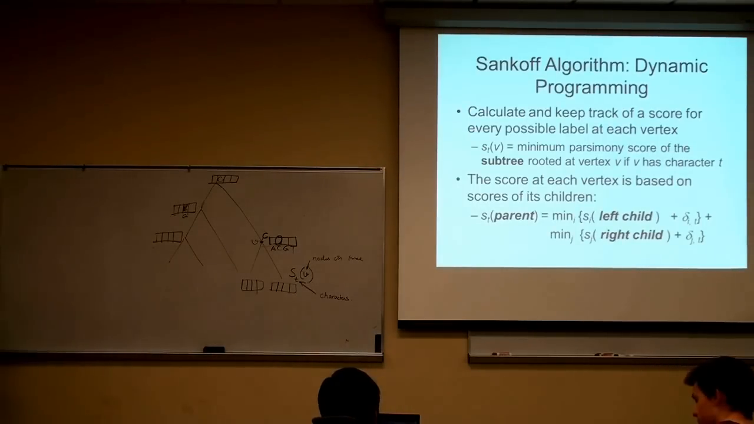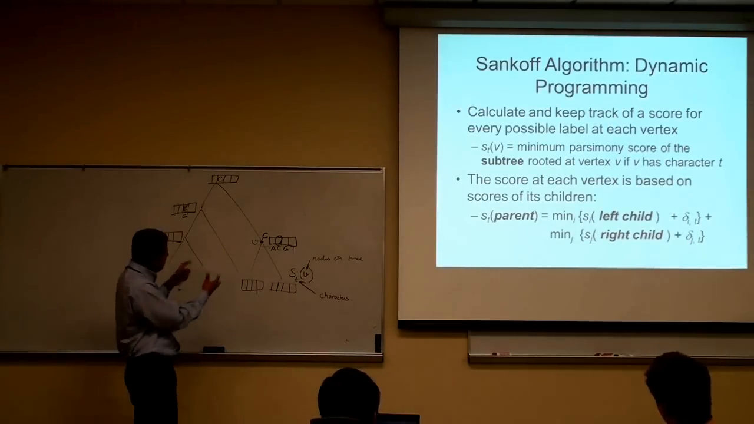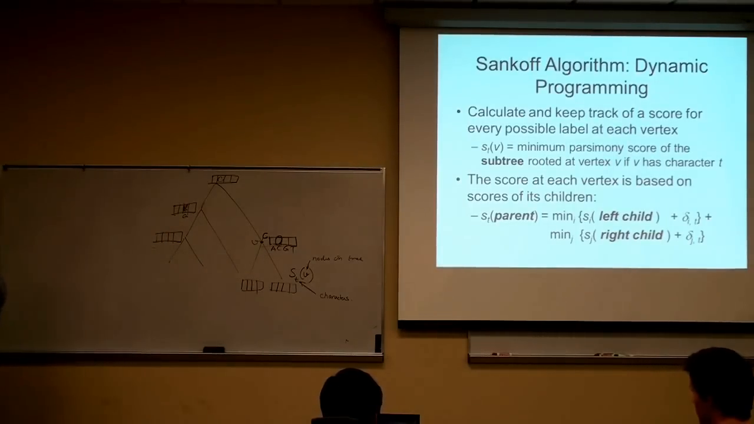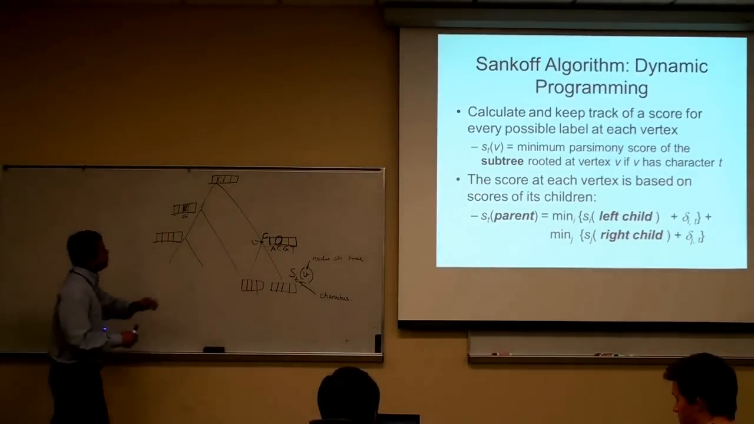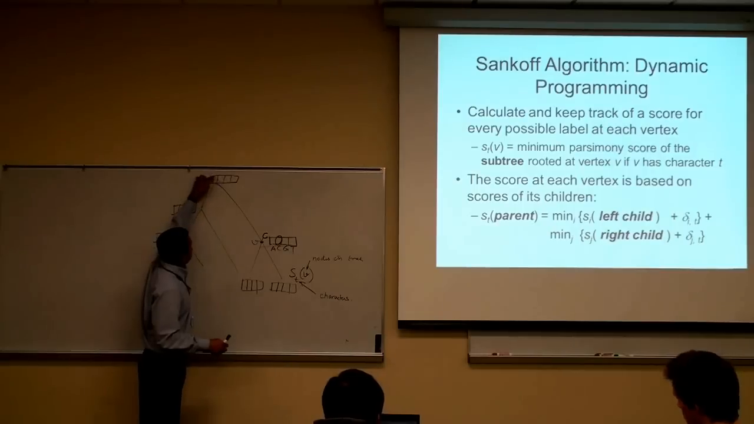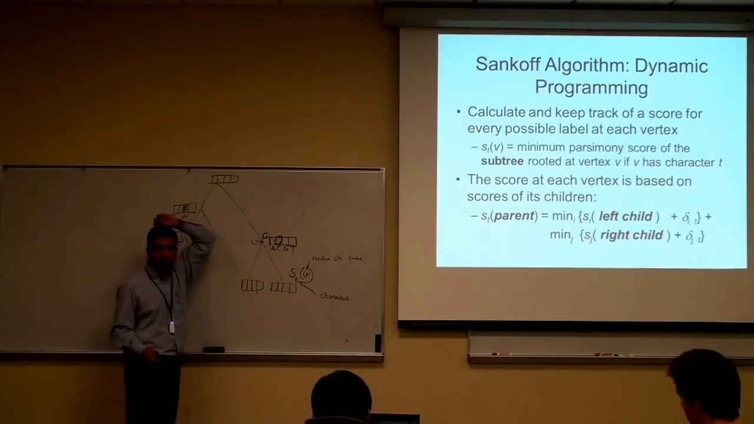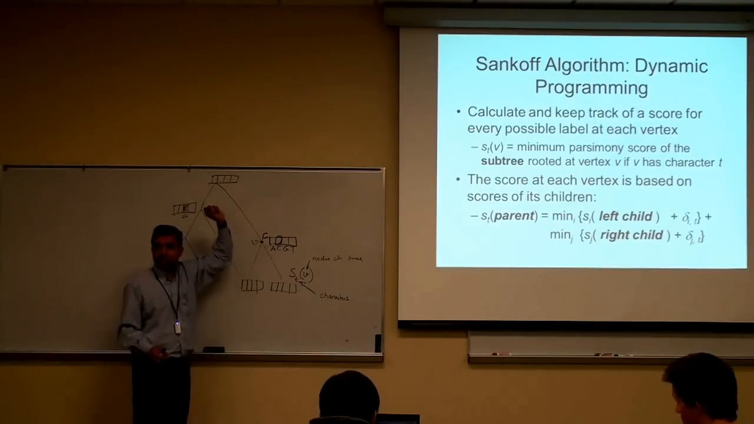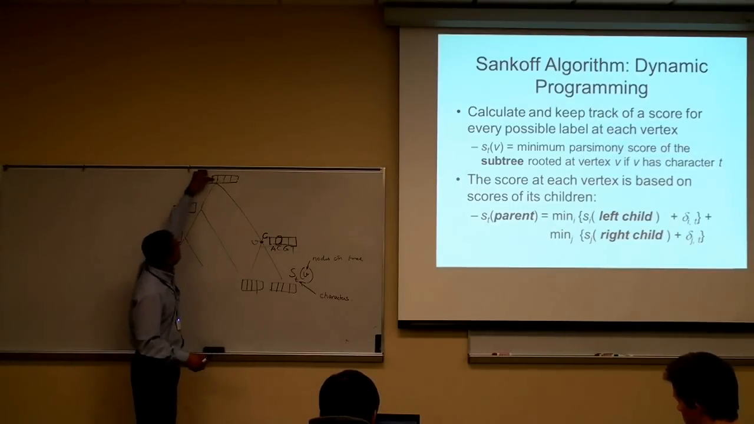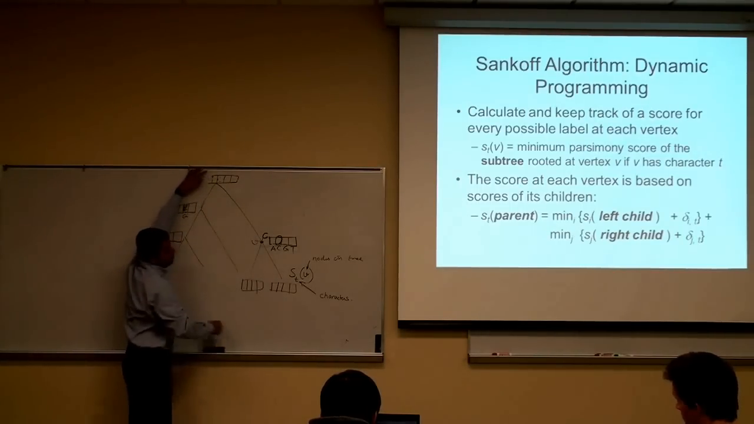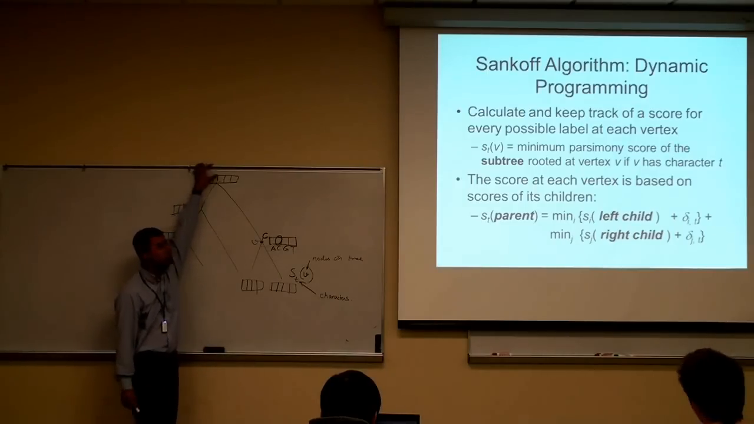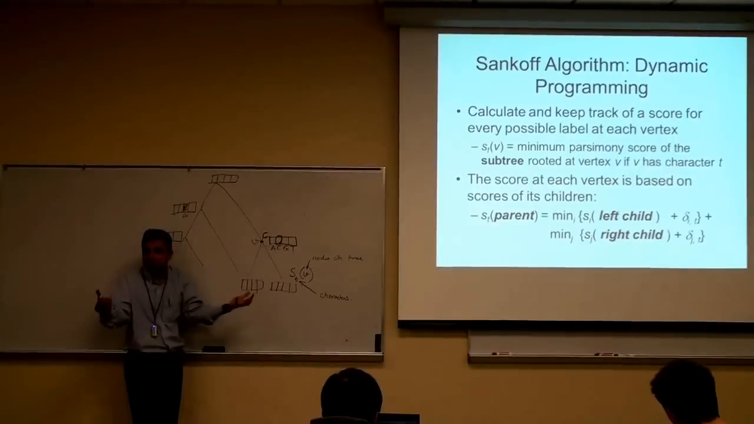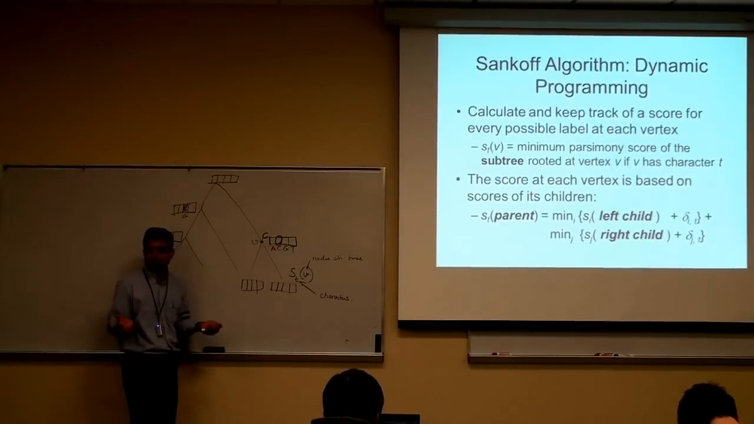And so note that if we can compute these things in an efficient way, then at the end, all we have to do is take the lowest value among these four, right? Because this number tells me what would be the best score for the whole tree if we had an A here, if we had a C here, if we had a G here, if we had a T here. It has to be one of those four. Take the lowest value, and that's your answer.